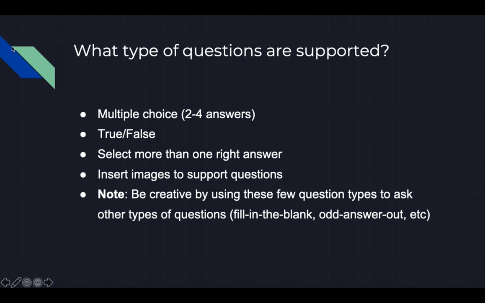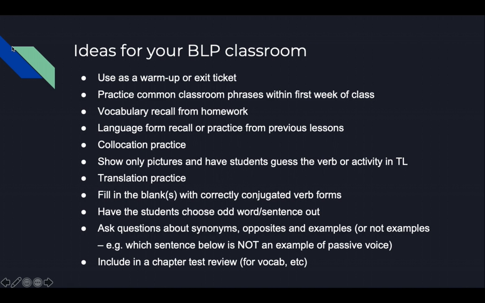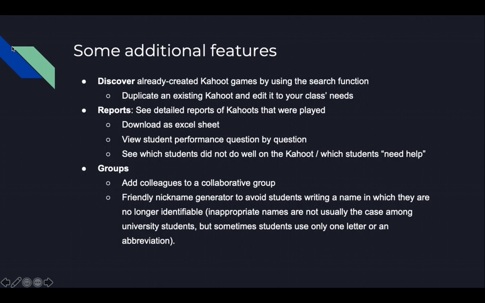Here's some ideas for your BLP classroom using Kahoot. You can use it as a warm-up or exit ticket, practice common classroom phrases within the first week of class, vocabulary recall from homework, language form recall or practice from previous lessons, collocation practice, show only pictures and have students guess the verb or activity in the target language, translation practice, fill in the blank or blanks with correctly conjugated verb forms, have the students choose odd words or sentences out, ask questions about synonyms, opposites, and examples, or not examples, like which sentence below is not an example of passive voice, and include in a chapter test for review of vocab, etc.